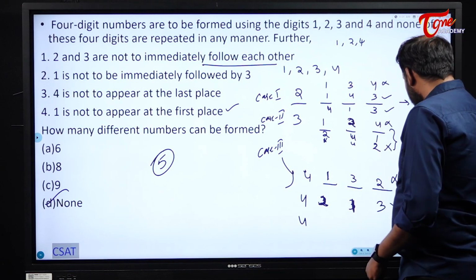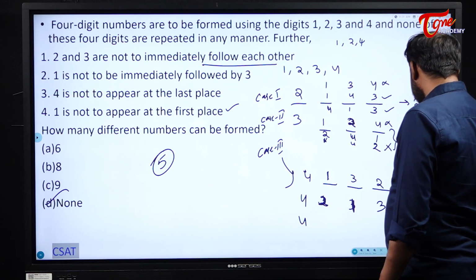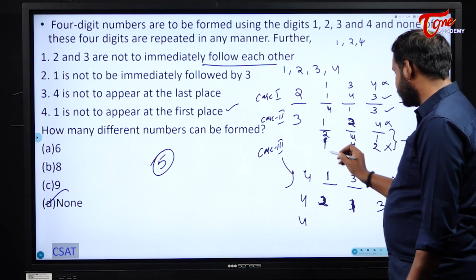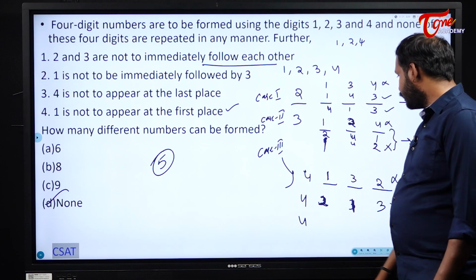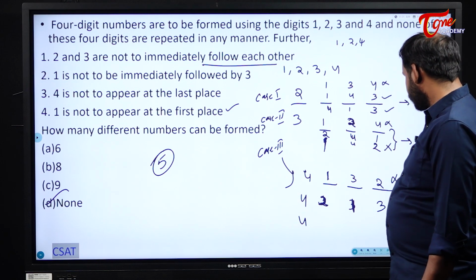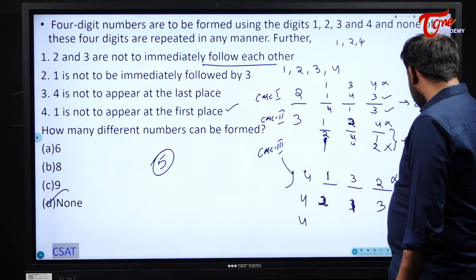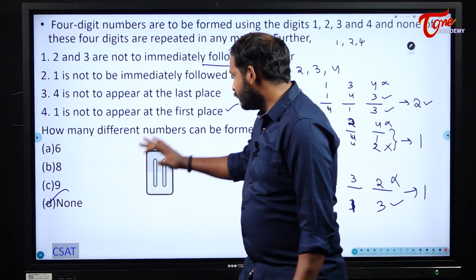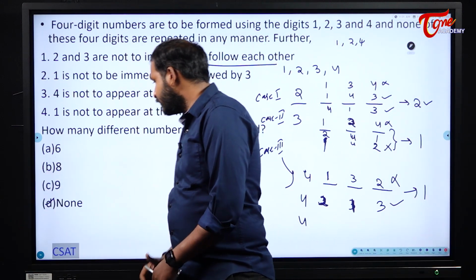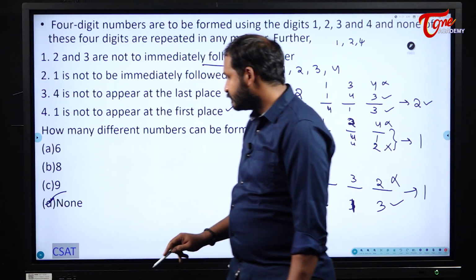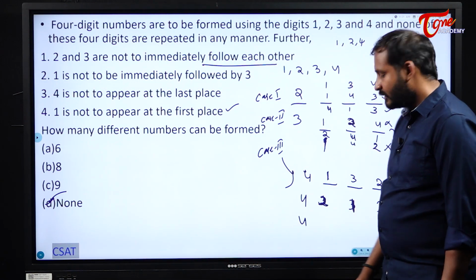So here also there is only one chance, students. One chance. Why? Because I cannot consider this case also. Only 3, 2, 4, 1 I can take. So total how many do I have here? Only 4 chances, not 5. So our answer here will become "none" only. Okay? Right.